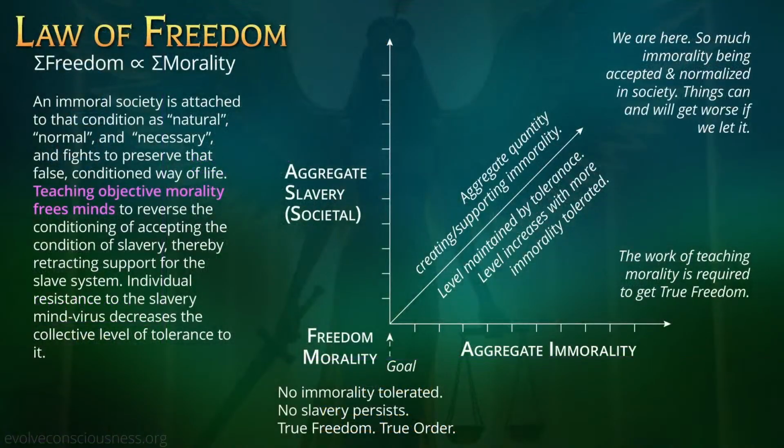The law of freedom. This is representing it as a chart again with a bit more description to it. So in the chart, we have aggregate slavery, societal, and we have aggregate immorality. And the goal is that 0 point, freedom and morality, to have no immorality, which doesn't create any aggregate slavery.